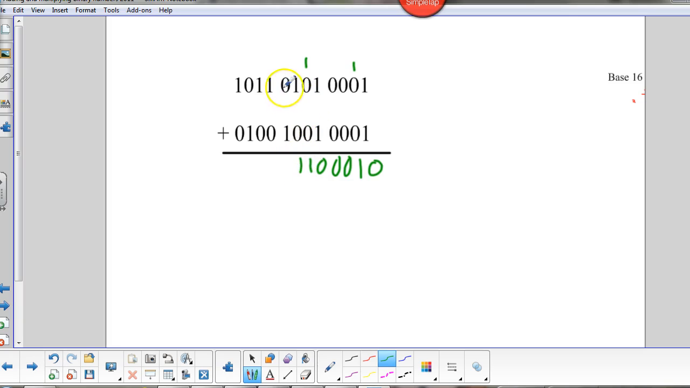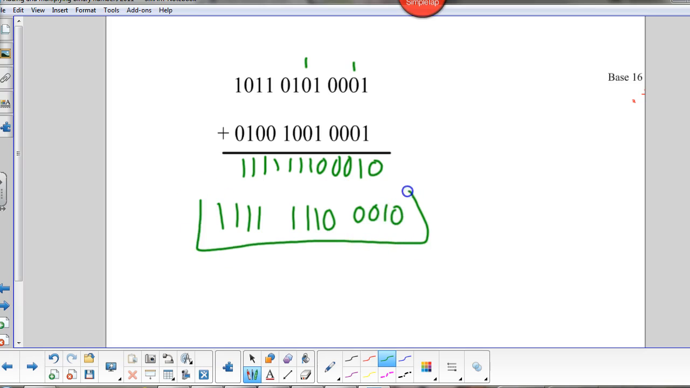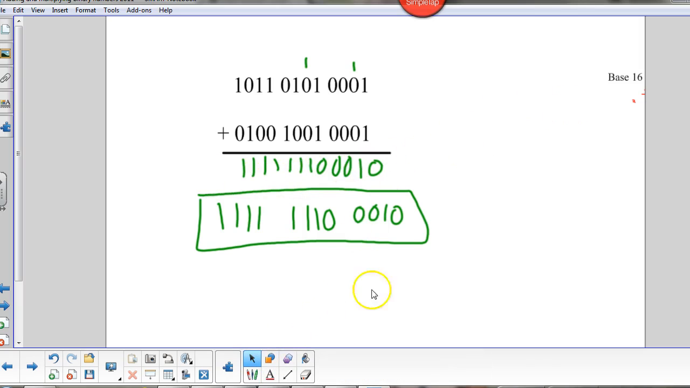1 plus 0 is 1. 0 plus 1 is 1. 1 plus 0 is 1. 1 plus 0 is 1. 0 plus 1 is 1. 1 plus 0 is 1. And that's it. So if I write it a little neater, this would be my answer here. Now, I can't figure out what that means, but I really don't need to if I'm adding in binary. Again, all it was is I'm adding 1s and 0s together.